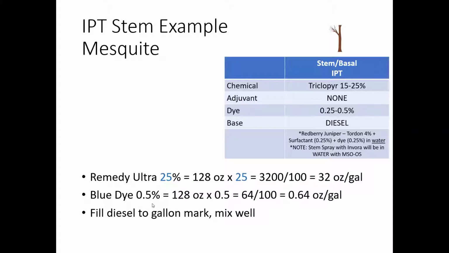The blue dye, 0.5%. So you take your 128 ounces, multiply that by 0.5, you get 64. 64 divided by 100 is 0.64 ounces per gallon. So you know how much dye you need there. And then you fill your diesel to the gallon mark and you mix it well.